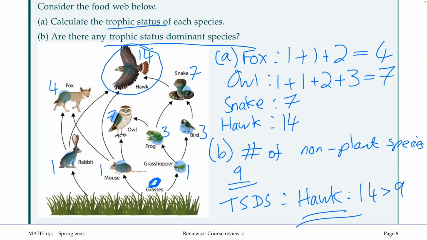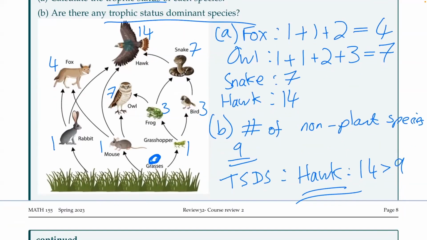It could be multiple trophic status dominant species. Okay, the last thing, it's not a question on here, but it's caused a bit of confusion as well, about things that might happen and things that will happen. So if you're asked, for example, what will happen if, say, we get rid of a species? If we said, what will happen if rabbits are taken out? What will happen for certain?